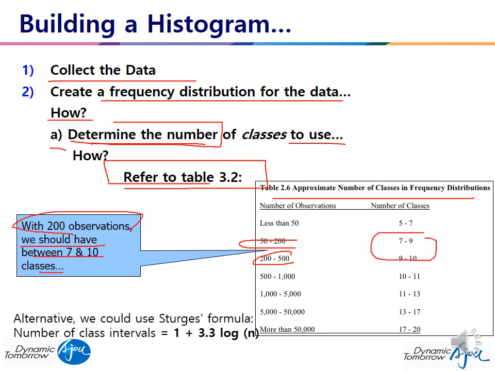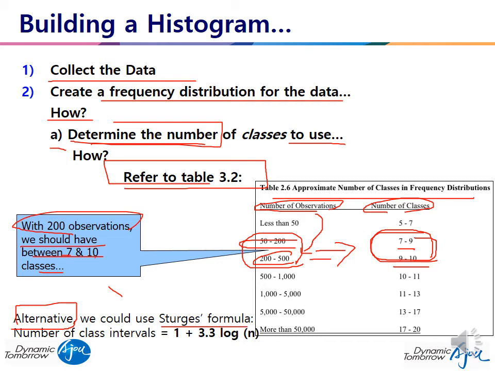We should have between 7 to 10 classes. This column is the number of classes and this is the number of observations. The number of observations is 200, so you look at this row, which corresponds to a number of classes of 7 to 9 or 9 to 10. So between 7 and 10, we can choose the number of classes. Or alternatively, we could use Sturges' formula. The number of class intervals is 1 plus 3.3 times log n. If you use this one, it gives a very similar number, 8.